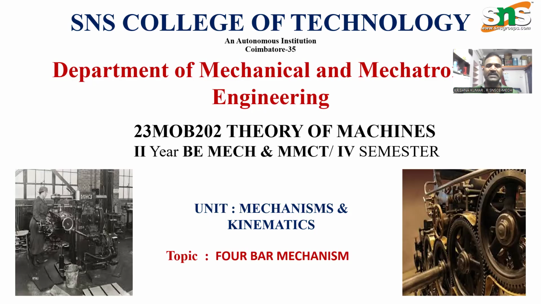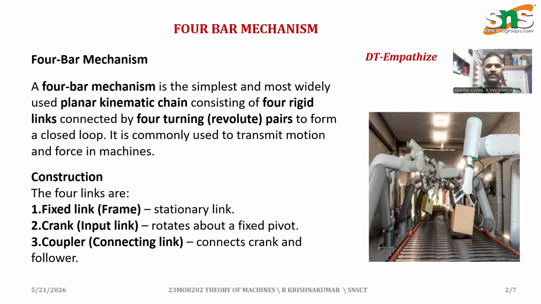Today we discuss the subject Theory of Machines, Unit: Mechanisms and Kinematics. The topic is the 4-bar mechanism. A 4-bar mechanism is one of the simplest and most important mechanisms used in mechanical engineering and the theory of machines. It consists of four rigid links connected together by four turning pairs to form a closed kinematic chain. Among these four links, one link is fixed while the remaining three links move relative to it.